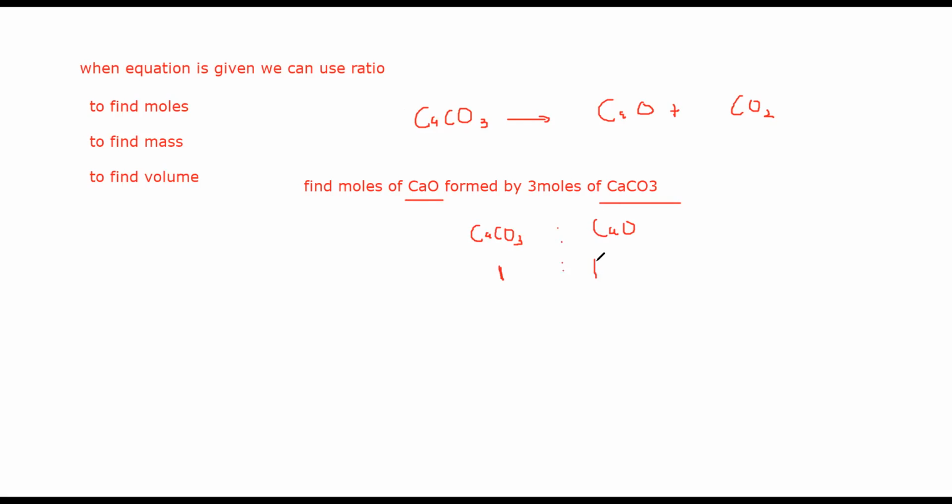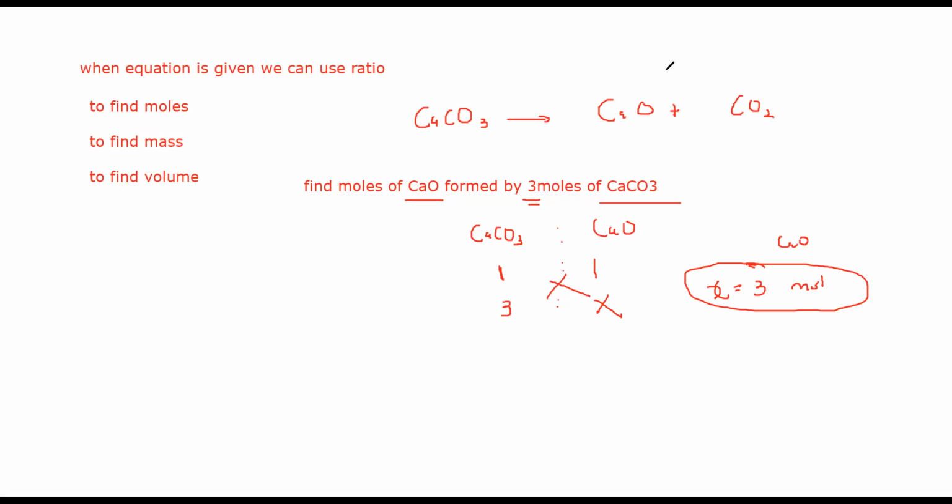If there is 1 mole of calcium carbonate, there should be 1 mole of calcium oxide. But how many moles are there in the question? 3. So if you have 3 moles of calcium carbonate, how many moles of calcium oxide will be there? X. Cross multiply, you will get the moles as 3. So we got 3 moles of calcium oxide. So first we take the simplest ratio from the equation, and using the equation we worked out how many moles will be there according to the question.